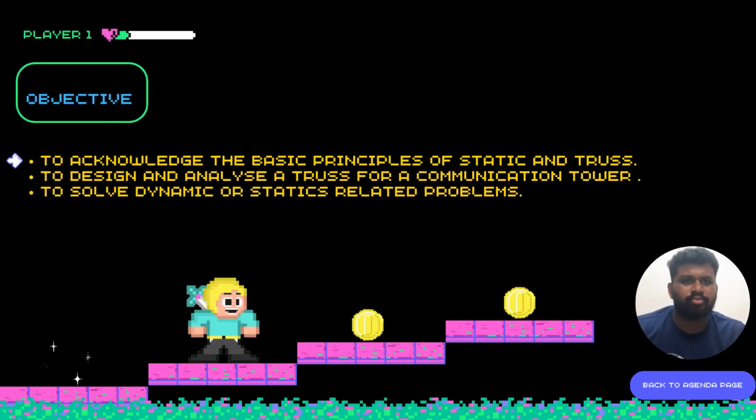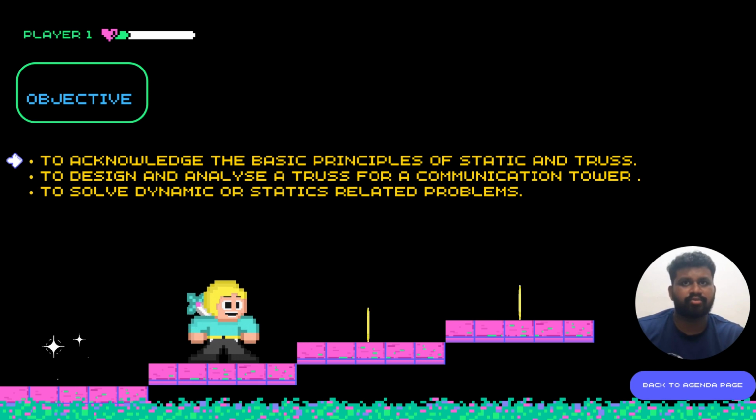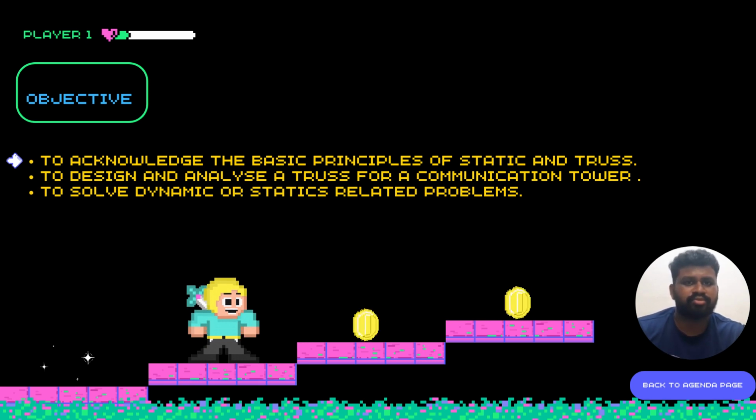There are three objectives for our project. The first one is to acknowledge the basic principle of a static truss. The second one is to design and analyze a truss for a communication tower. And our final objective is to solve dynamic or static related problems.